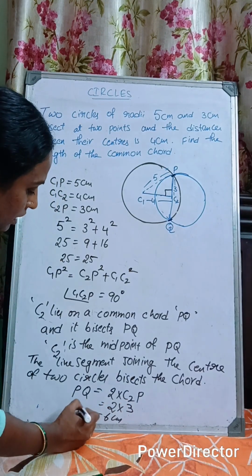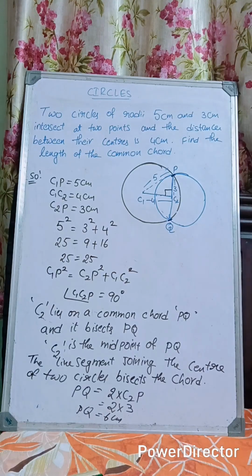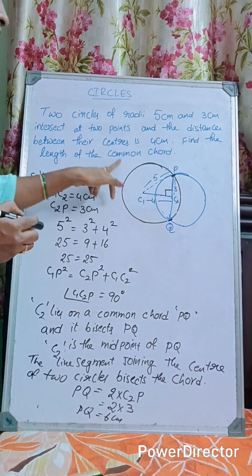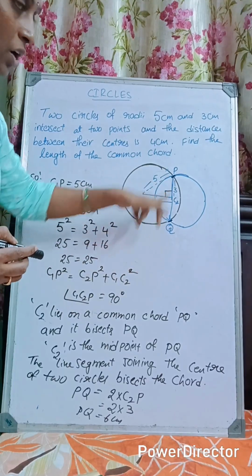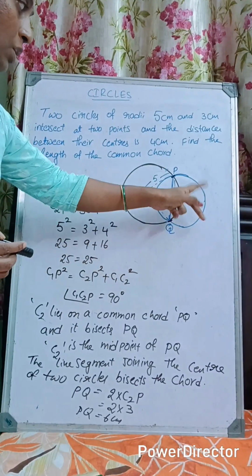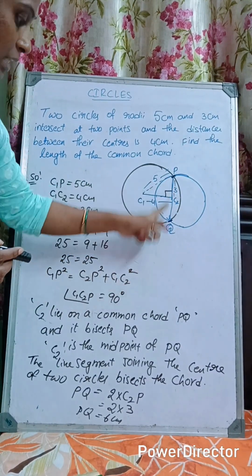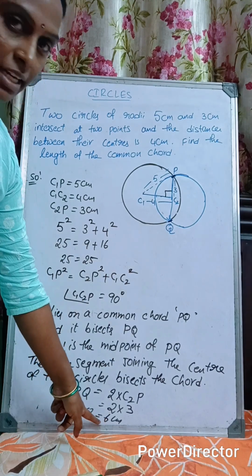So what is the length of the common chord? PQ is equal to what? 6 centimeters. Find the length of the common chord. What is the common chord here? PQ is the common chord for both the circles. That length is how much? 6 centimeters.